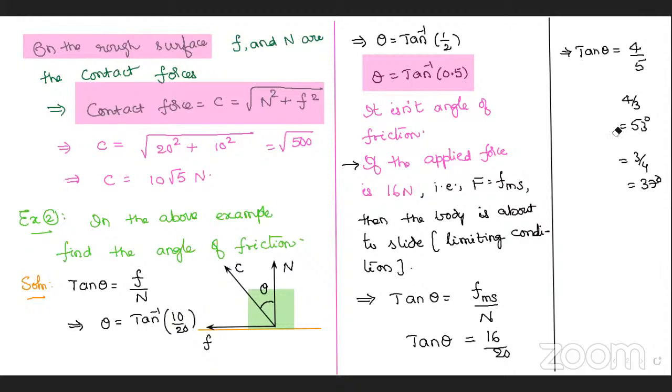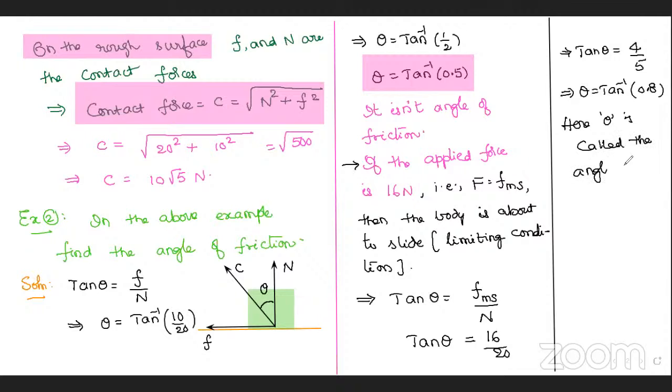Keep in mind, just tan inverse 4 by 5. That's it. Very good. That implies theta is equal to tan inverse 0.8. That is 4 by 5, and 4 by 5 is 0.8. Correct. Then you may ask, sir, why should I calculate this angle of friction? Here theta is called the angle of friction.